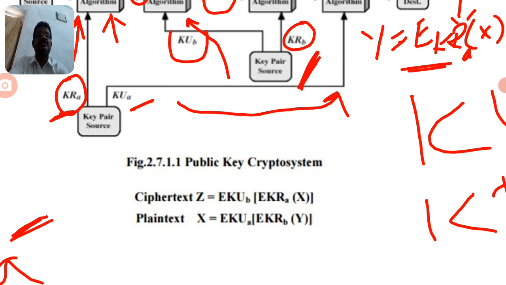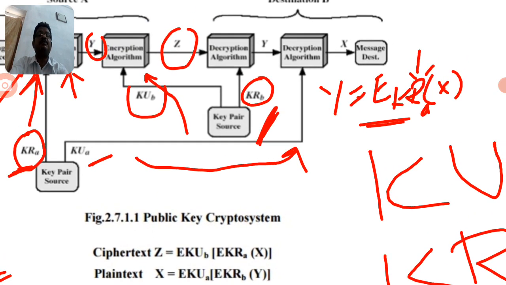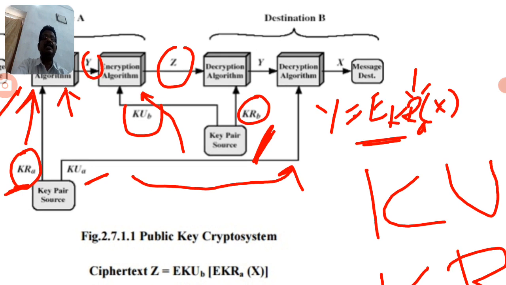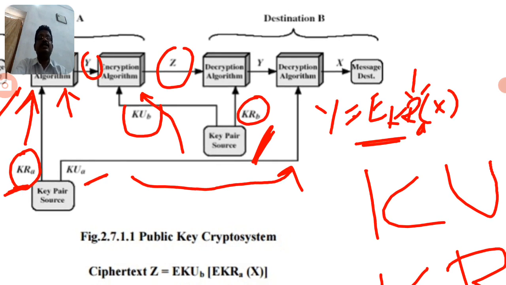Here the ciphertext Z is applied to the decryption. The public key of the recipient, KUB, was used in the encryption, so Z was generated. Now the receiver receives the Z message and decrypts it with the help of his private key KRB. When he uses his private key KRB in the decryption, Z is revealed, and we get the Y message, where Y equals EKRA of X.